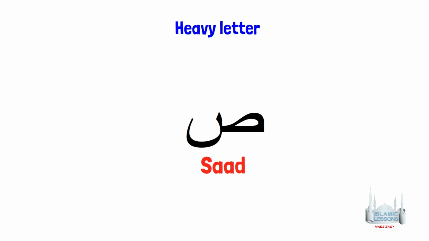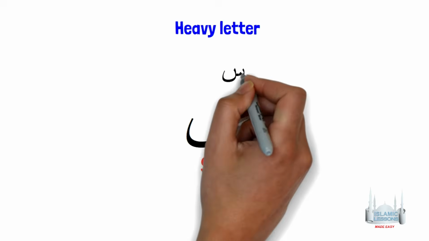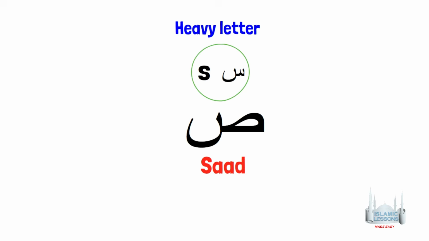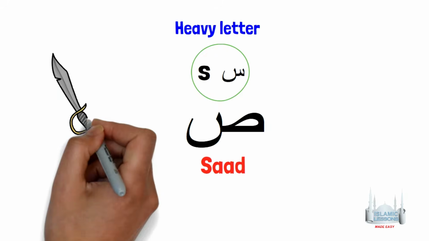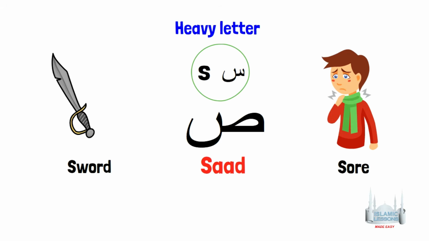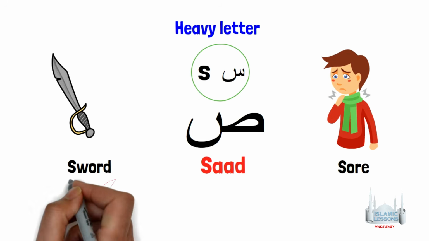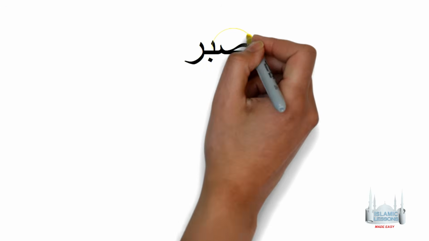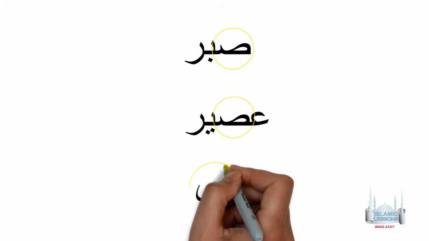This letter is called sad. Sad is a heavy letter. The closest letter would be the letter S in English, and similar to the letter seen, but it is pronounced with a heavy sound, sad. Like the word sword or the word saw, but heavy. It is not pronounced sword with a W sound. This is what the sad looks like at the beginning, like this in the middle, and like this at the end of a word.